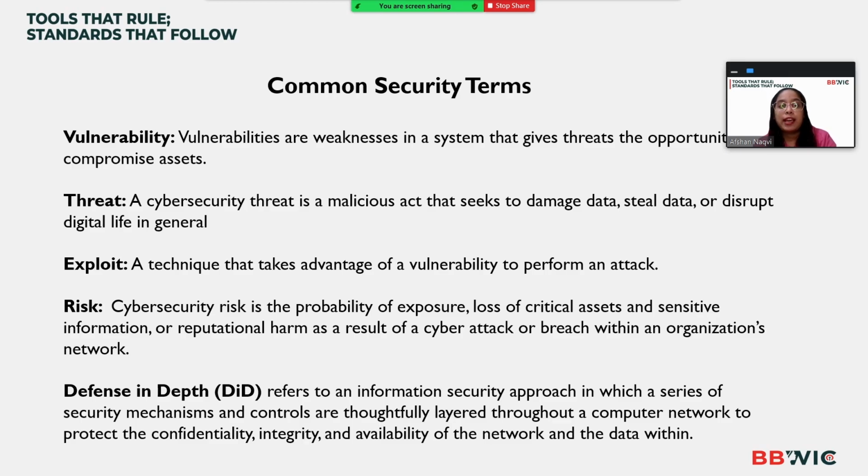Next common term is exploit. An exploit is a program or a piece of code designed to find and take advantage of a security flaw or vulnerability in an application or a computer system, typically for a malicious purpose such as installing malware. An exploit is not malware itself, but rather it is a method used by cybercriminals to deliver malware. Next one is risk. A cybersecurity risk is the probability of exposure, loss of critical assets and sensitive information, or reputational harm as a result of a cyber attack or breach within an organization's network.